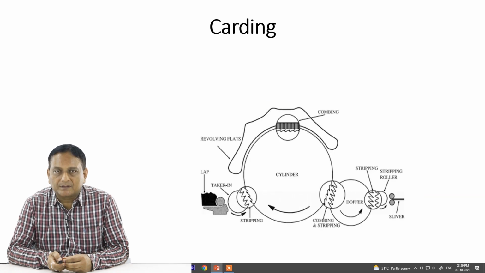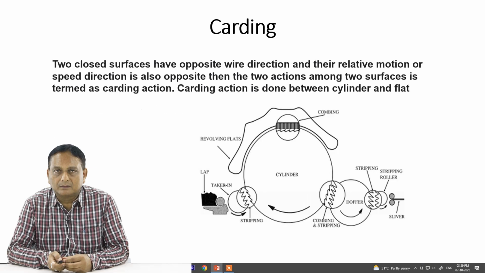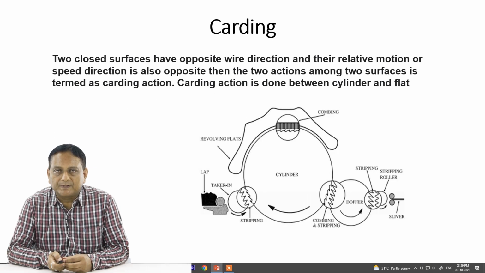Now in the carding operations, the schematic view is shown here. Two closed surfaces have opposite directions here, and their relative motions or speed directions are also opposite, and then the action between the two surfaces is termed the carding action. So carding action is done between the cylinder and the flat, as is shown in the figure.